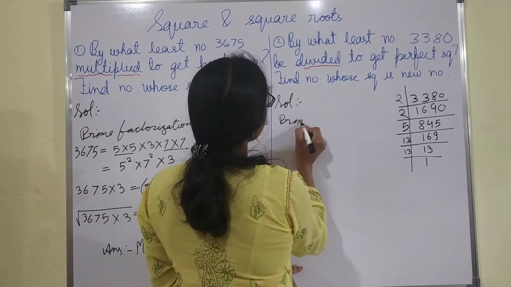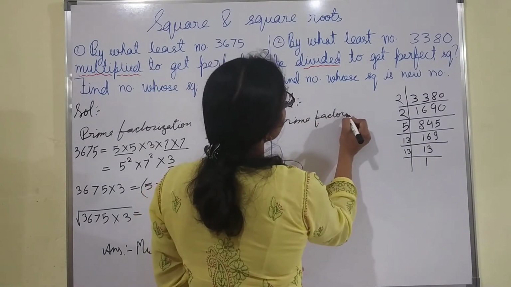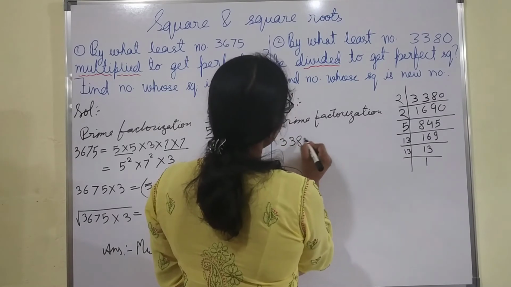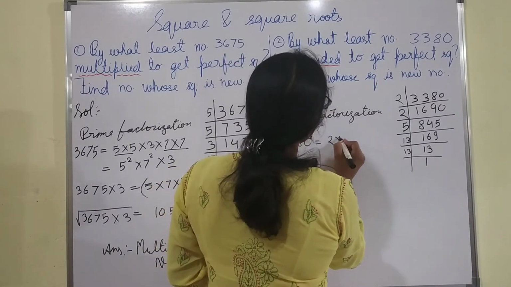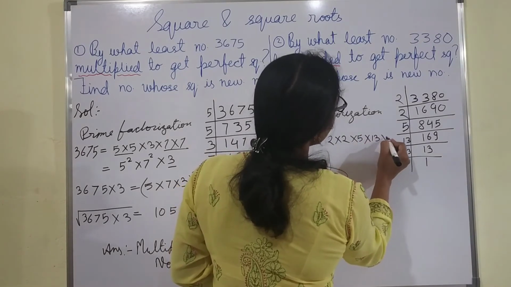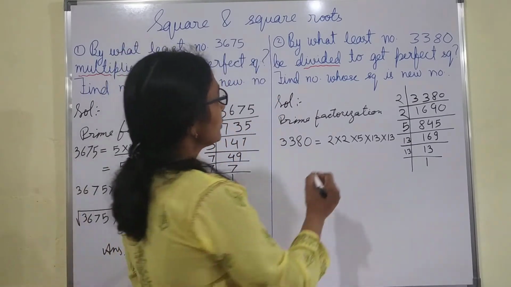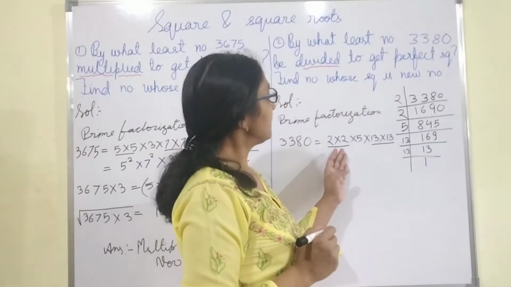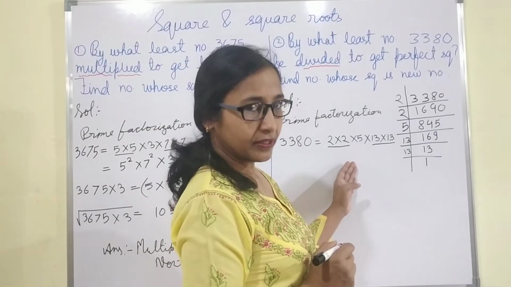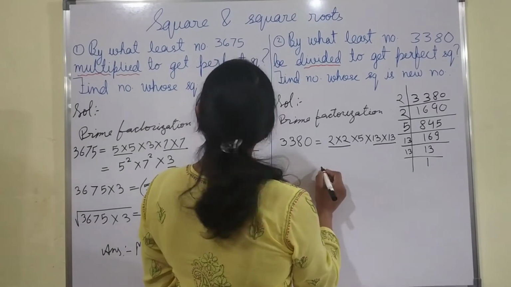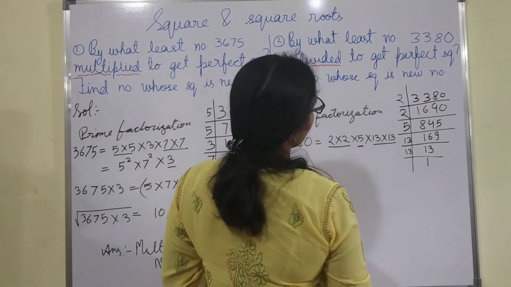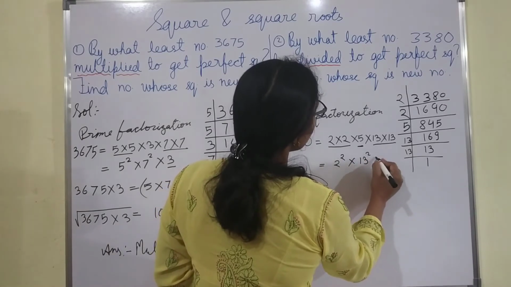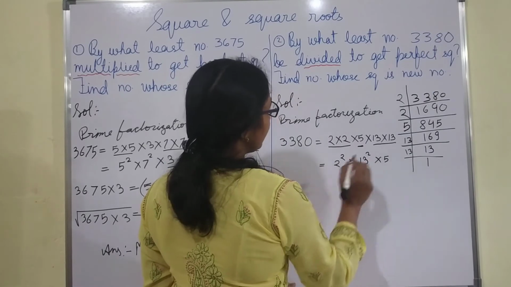So the prime factorization is 3380 equals 2 into 2 into 5 into 13 into 13. So 2 is making a pair and 13 is making a pair. So by what number is this divided? It is divided by 5 to make it a perfect square. So our first answer is 5. Here 2 square into 13 square into 5. If we divide this number by 5, it will be a perfect square.